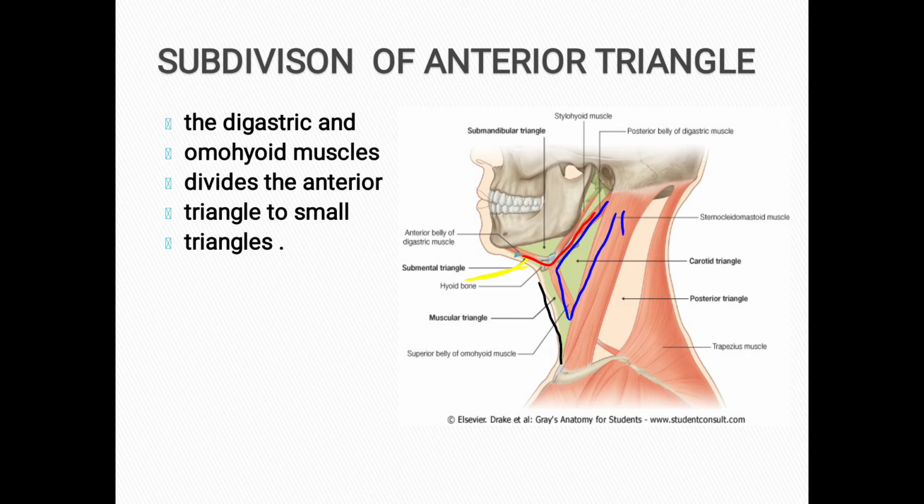this is the muscular triangle which I have marked with black color. So this is the muscular triangle. Here I have marked the submental triangle with yellow color, and I have marked with red color the submandibular triangle or the digastric triangle. I have marked with blue color the carotid triangle, and with black color the muscular triangle.